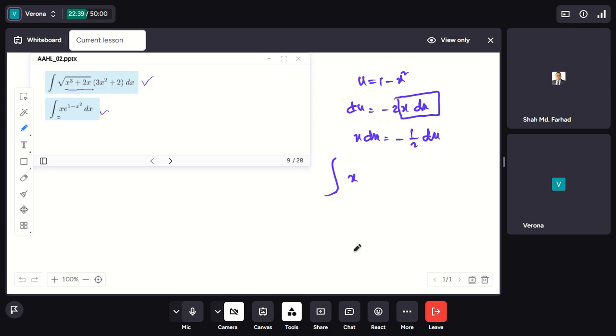Can you see the screen now? Okay, okay, okay.